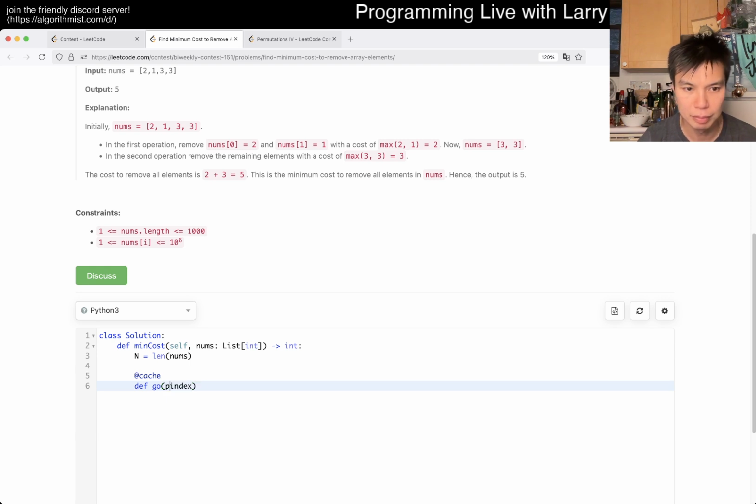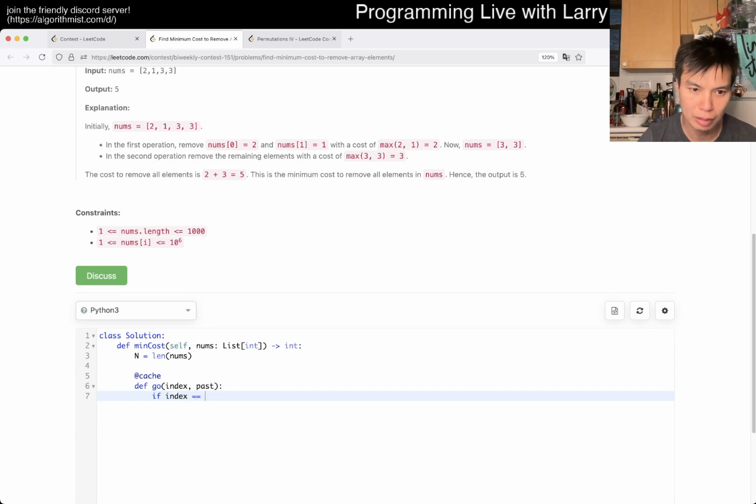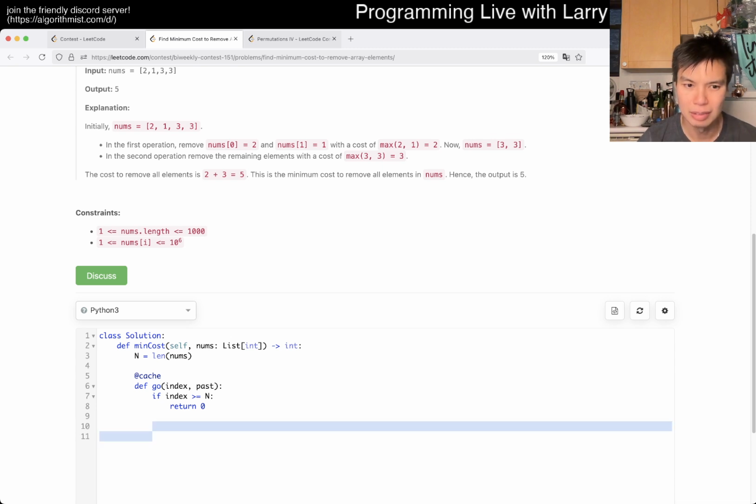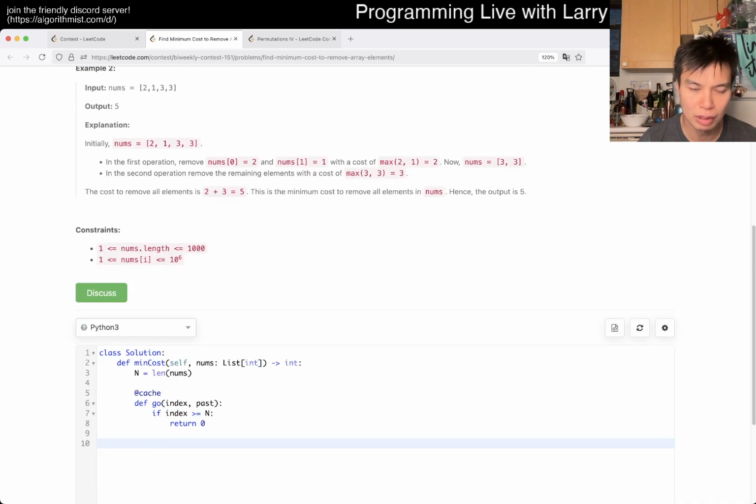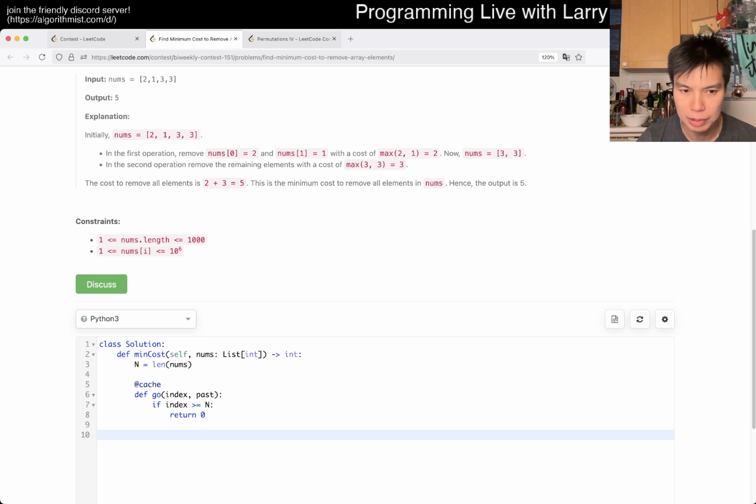And we can actually do something like this, maybe. Right, and then if index is greater than or equal to n, then we return 0. That's fine. And then the next case is a little bit awkward. How many numbers do we have left? Well, we always only look at 2 numbers at a time.